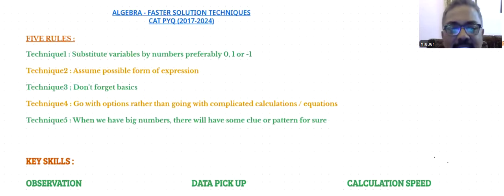And again, the key skills are your observation, data pickup, and your calculation skill. Observation skill is very important, how the data are flowing. Chalo, let's start with the solution of a few questions. And again, we have picked up the questions from very recent CAT papers, 2017 to 2024. Let's go with our first question.